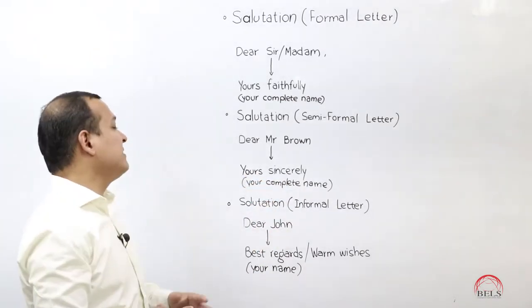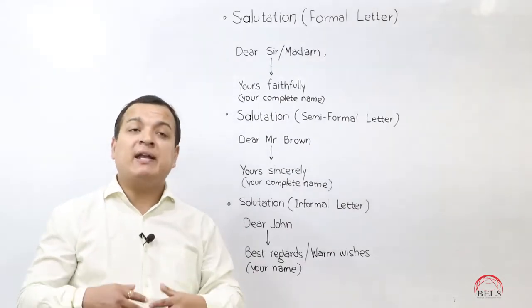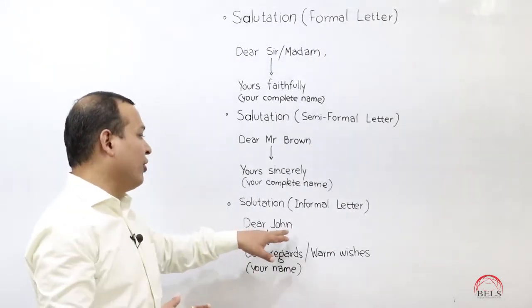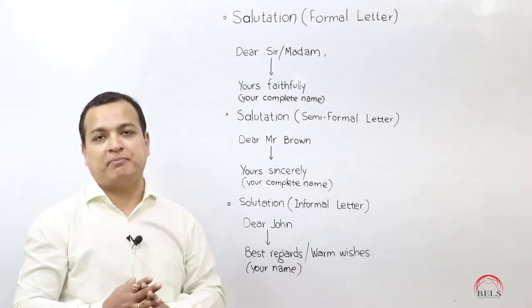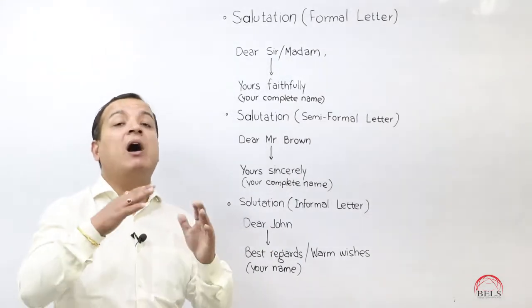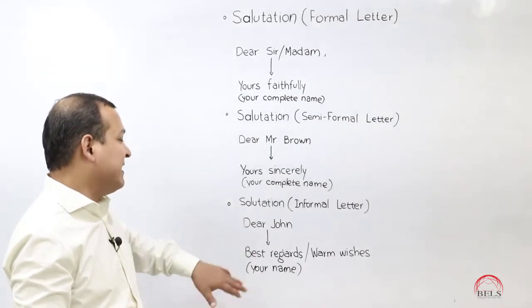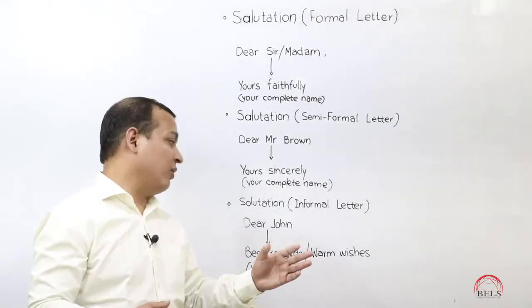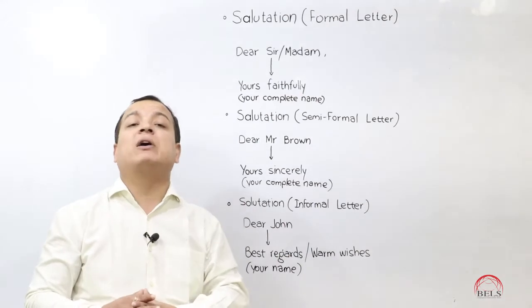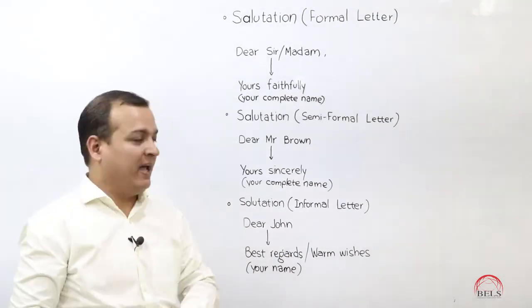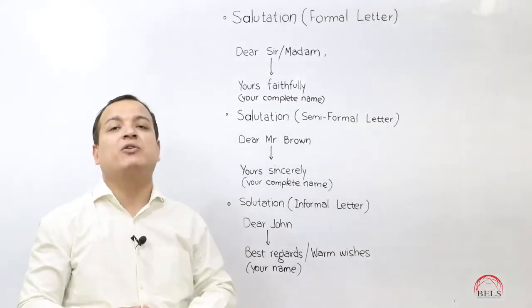The third one is the informal letter. In an informal letter you will start with Dear John. With Dear you can use the first name. Here you can use informal language like "hope you're doing well". Finally, you'll end this letter by saying Best regards, Warm wishes, or Best with warm love, and then your first name.